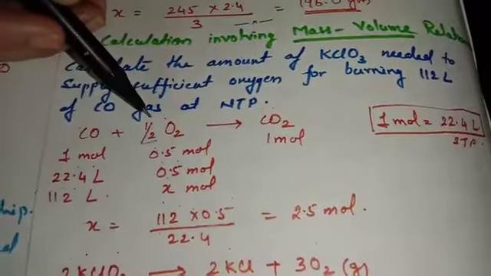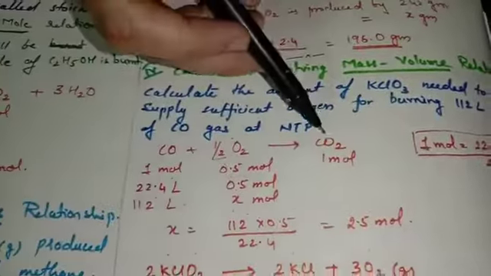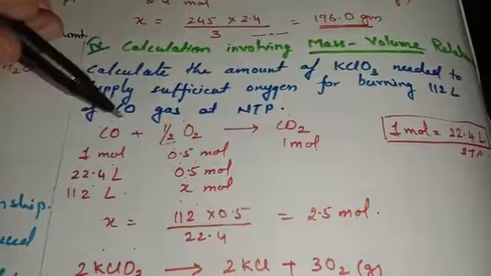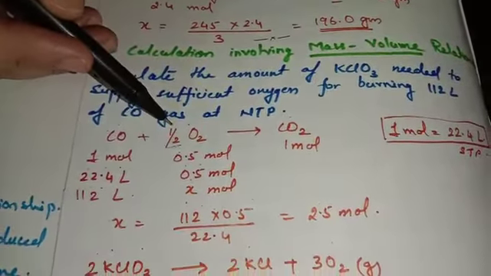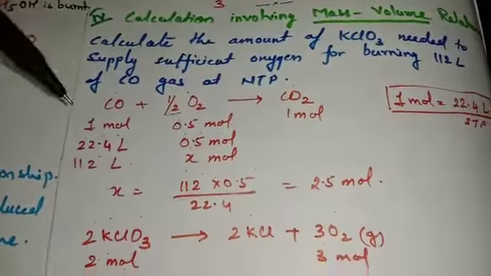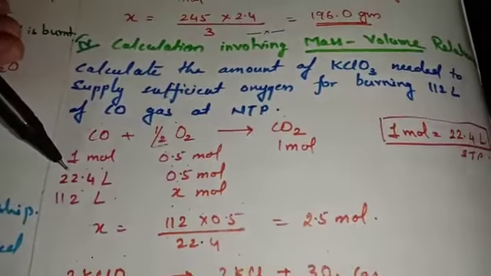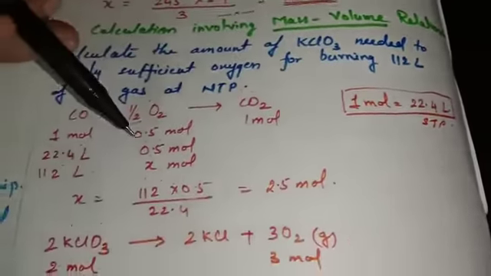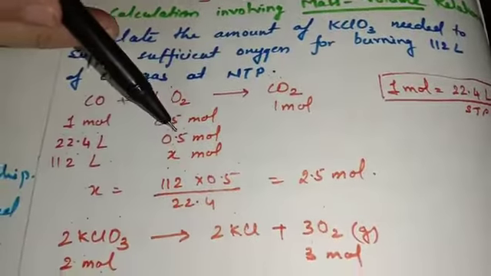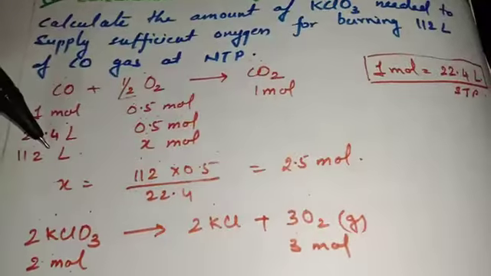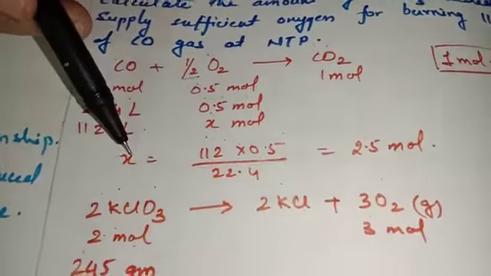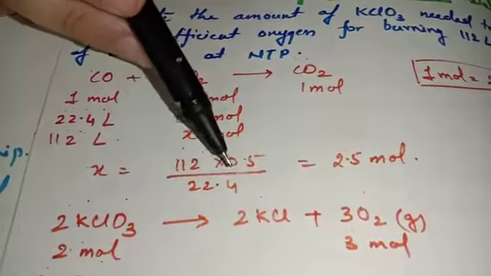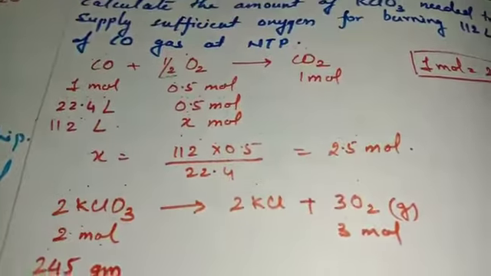Carbon monoxide reacts with half mole of oxygen to give you 1 mole of carbon dioxide. So, 1 mole of carbon monoxide reacts with how many moles of oxygen? Half mole, to give you 1 mole of carbon dioxide. So, if I write it in terms of liters, 22.4 liter is equal to 0.5 mole. So, 112 liter is equal to x mole. By the unitary method, x is equal to 112 multiplied by 0.5 upon 22.4. It comes to be 2.5 mole.